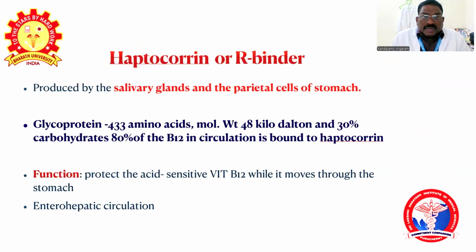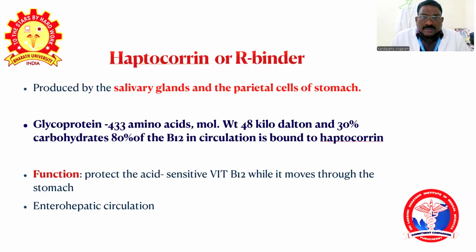Let us see the detail about the different proteins involved in the absorption of vitamin B12 in the system. First, let us see the haptocorrin, otherwise called R binder. Haptocorrin or R binder is produced by the salivary glands and the parietal cells of the stomach. It is a glycoprotein consisting of 433 amino acids, with a molecular weight of about 48 kilodaltons, and composed of 30% carbohydrate.